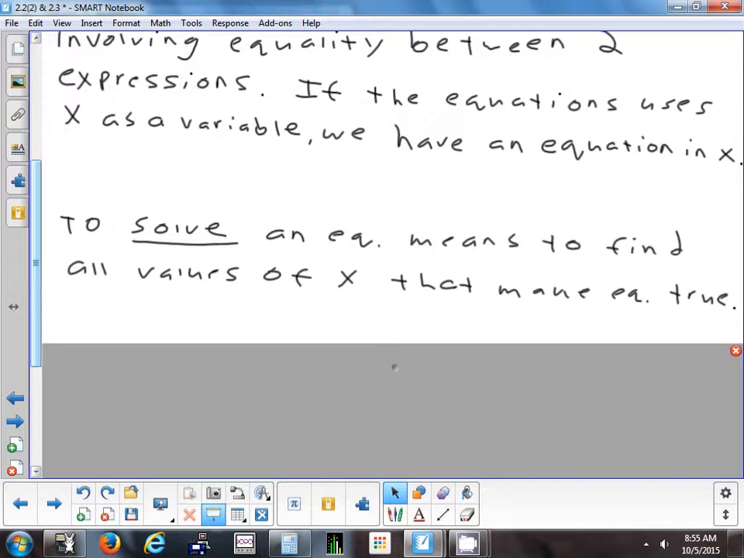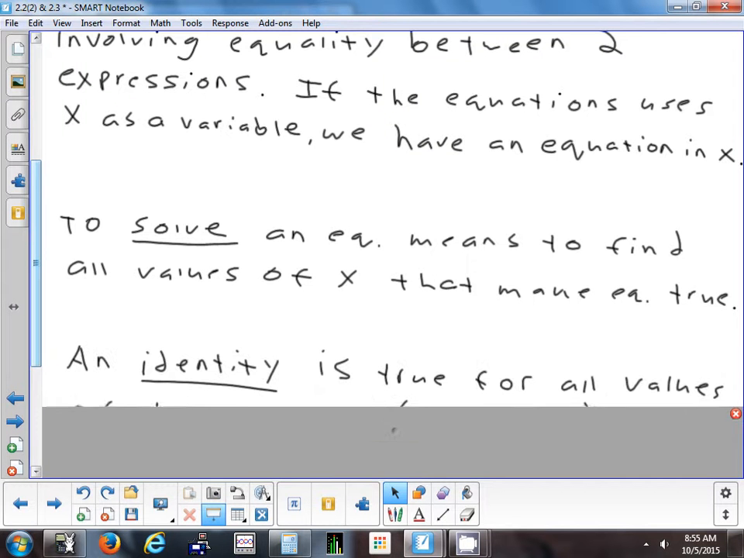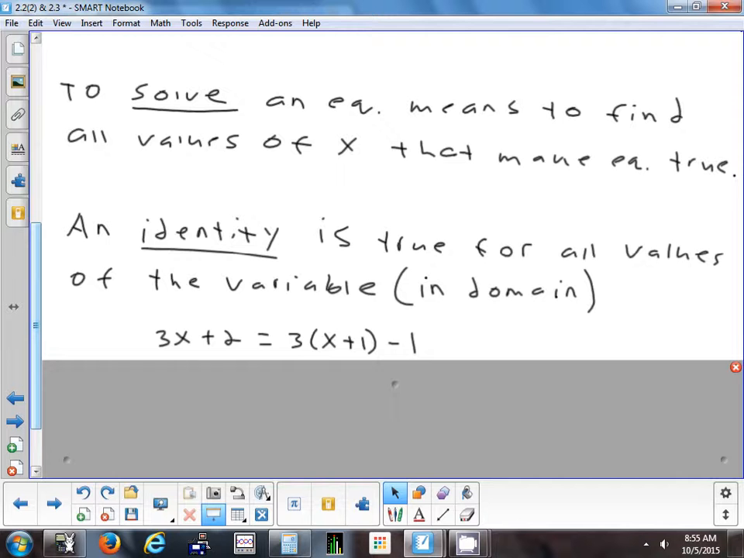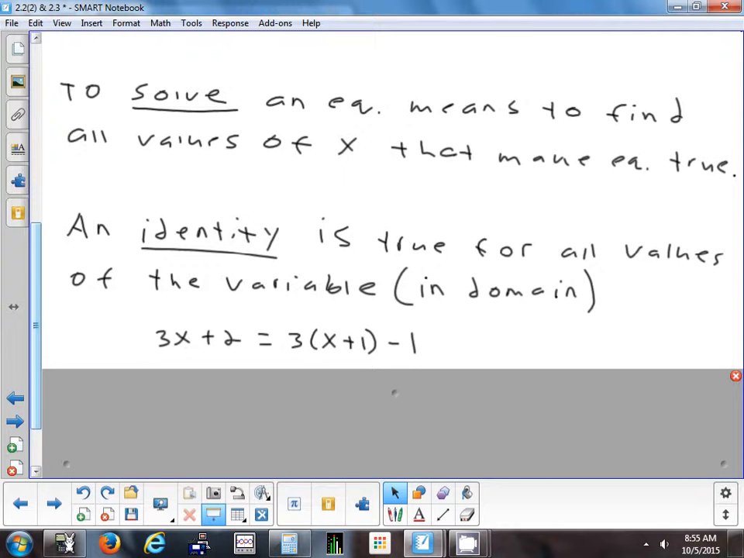All right, so some equations have exactly one answer. Some equations have infinitely many answers. That's not like the one we just did. This one would be a little different. If an equation is true for any number that you pick, you can pick any number you want for x, a positive, negative, decimal, fraction, and it always works, that's called an identity. That equation right there is an example of an identity.